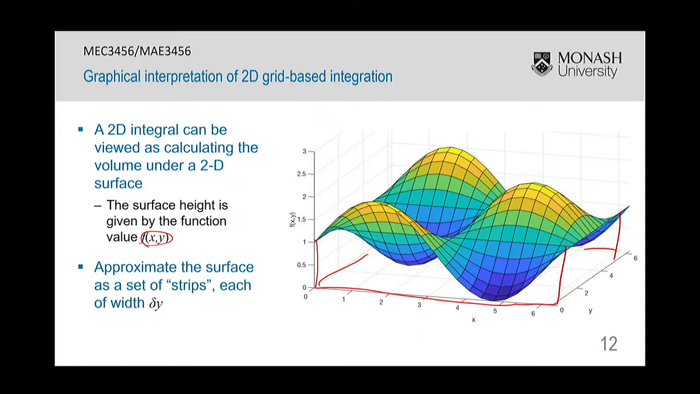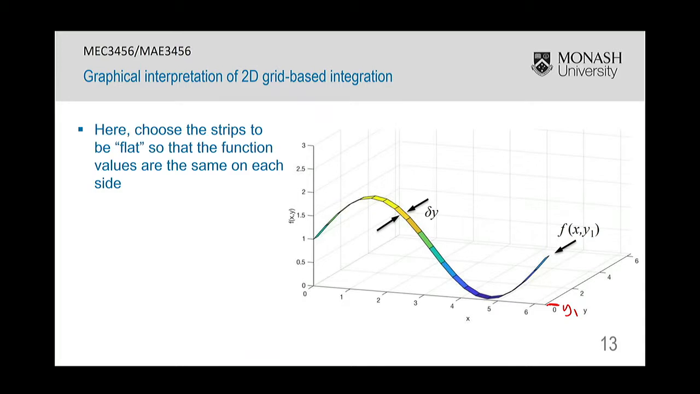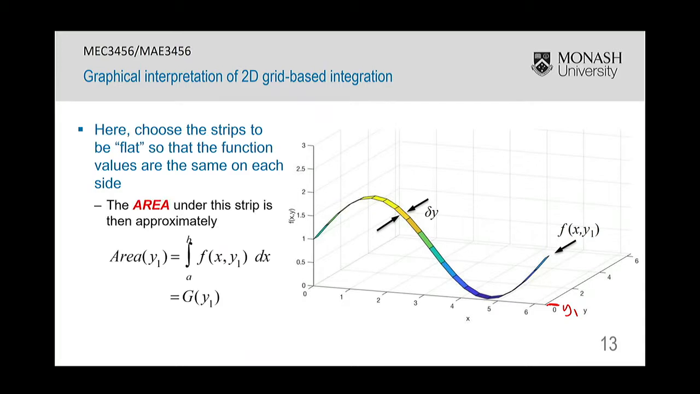We can approximate the surface as a set of strips, each of which has a width delta y. This is only an approximation, okay? So let's look at the first strip. It's got a y value of y1, let's just say the left-hand side of the strip. We're not going to allow the function value to change on that strip. We know the strip's only an approximation to the surface, but it's maybe not too bad. So we're choosing the strips to be flat, and then we can calculate the area under the strip.